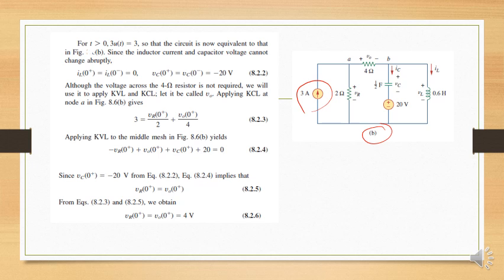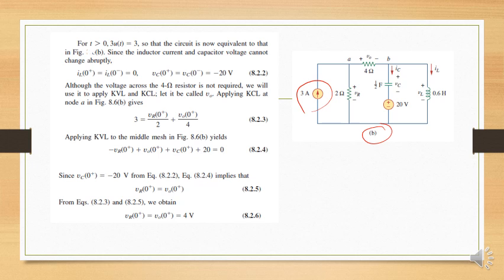Since the inductor current and capacitor voltage cannot change abruptly, same situation. So IL of 0 is equal to IL of 0 negative, which is equal to 0. Similarly, VC of 0 positive is equal to VC of 0 negative, which is equal to minus 20 volts.